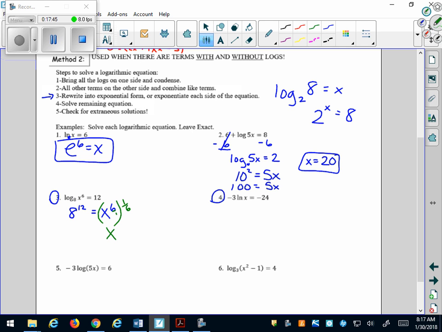But if you do something to the 1/6 on that side, you have to do it to the 1/6 on this side. Again, think of the 12 over 1. Now you've got 8 to the 12/6. See how 12 over 1 times 1 over 6 gives you 12/6? What's 12/6? 2. So this is just 8 squared. So x is 64.